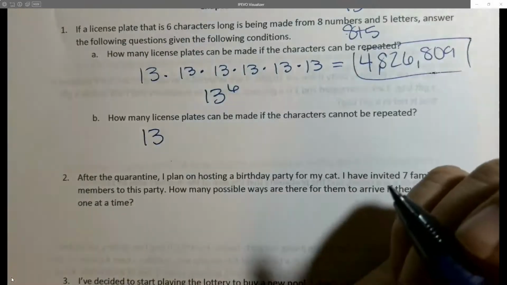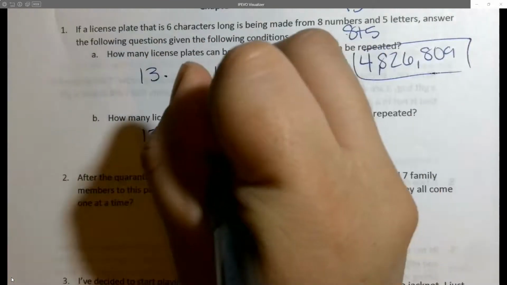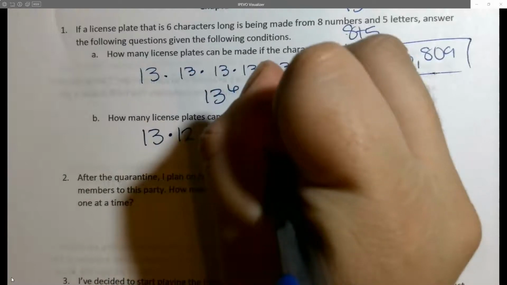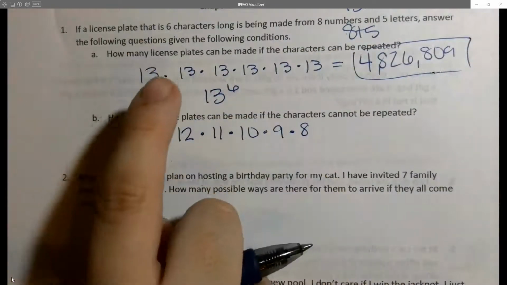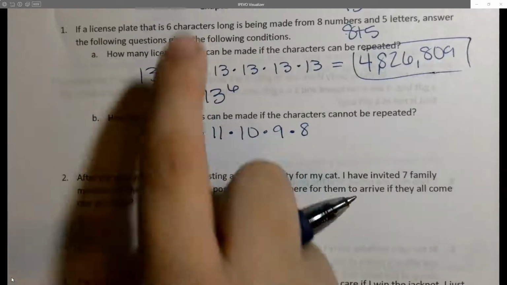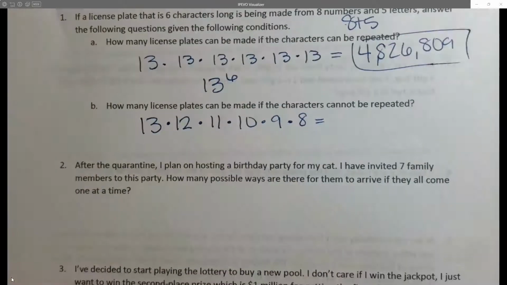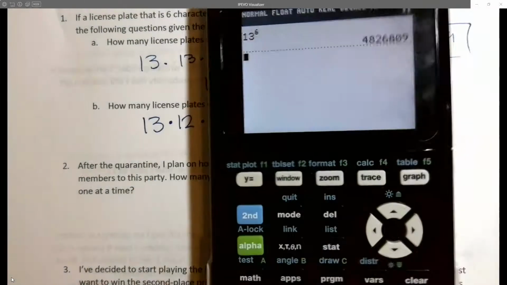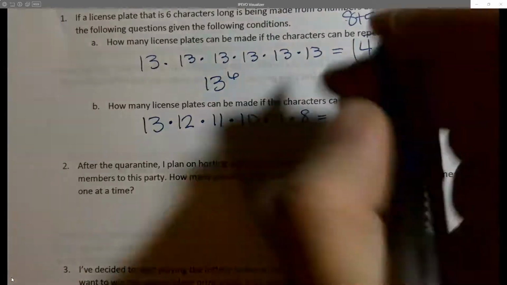So I start off with 13, but then I lose one each time. So I have 12, 11, 10, 9, and 8. I want to have 6 numbers because I had 6 characters. So I count down until I have 6 of these, and then I will go ahead and multiply all of those together. I'm going to do 13 times 12 times 11 times 10 times 9 times 8, which gives me 1,235,520.